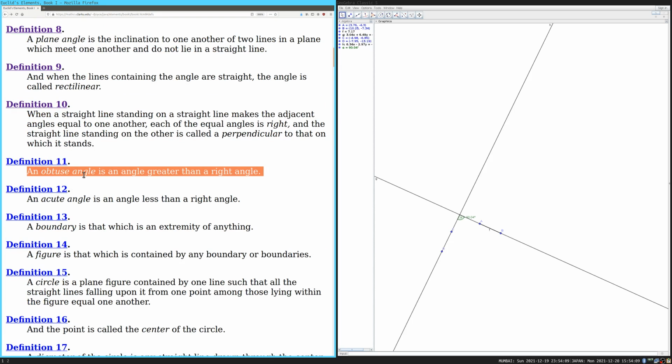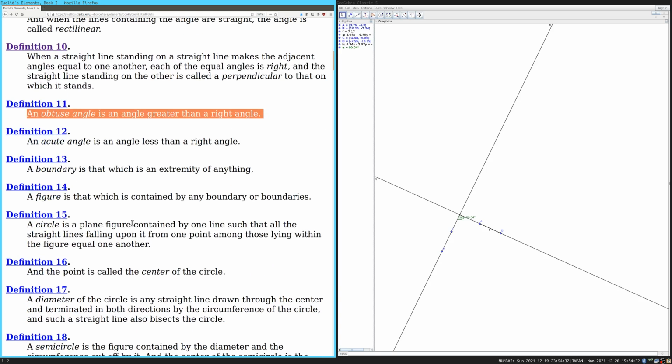Obtuse angle. Right, we can compare angles. We have a right angle. We can compare angles to figure out whether one is bigger than the other. We don't really have a measurement system in terms of degrees. An acute angle is one that's less than a right angle. A boundary is that which is an extremity of anything. A figure is that which is contained by any boundary or boundaries.